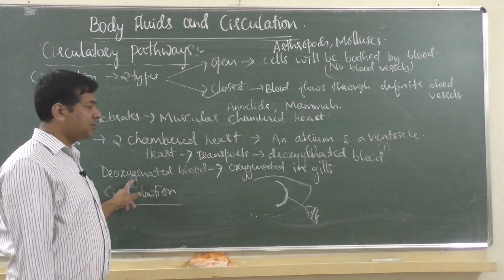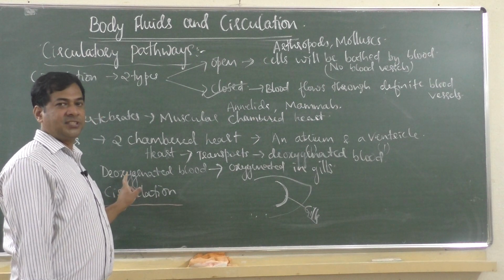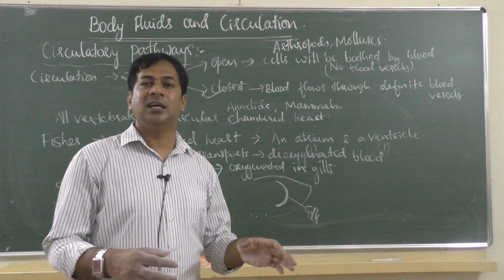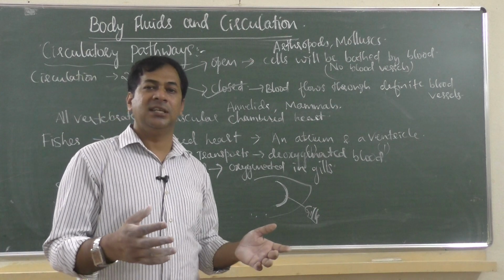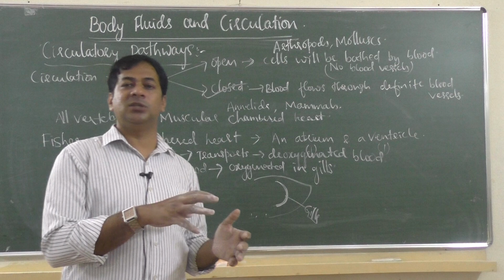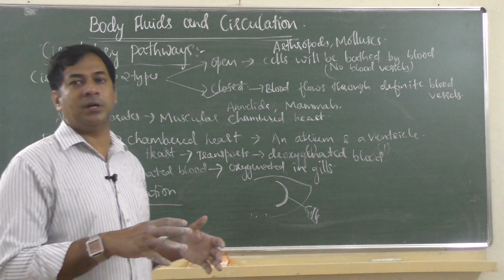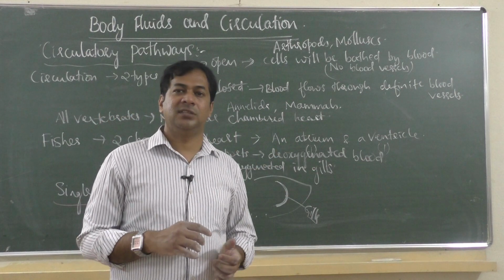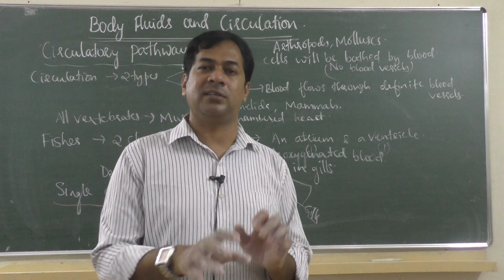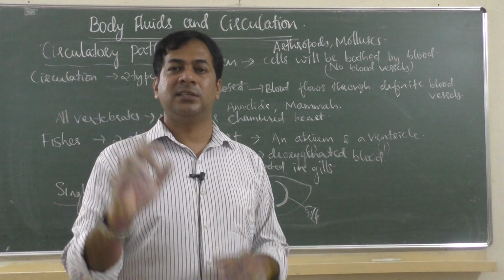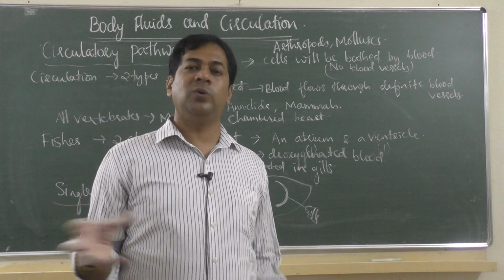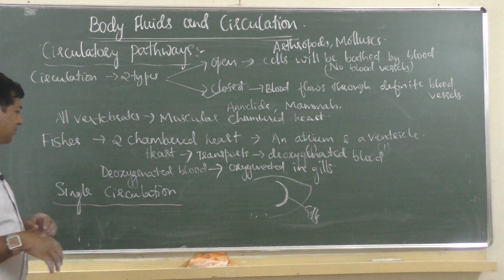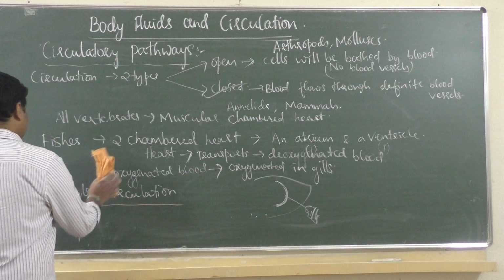Deoxygenated, carbon dioxide mixed blood goes from the heart of the fish to the gills, and the gills give oxygen to that blood, so that it becomes oxygenated blood. Then from the gills, oxygenated blood goes to the whole body of the fish. Then from the whole body, carbon dioxide mixed blood comes to the heart. Then from the heart to the gills. That is why blood comes only once to the heart, only deoxygenated blood, and that is why it is called single circulation. Then what about other animals? We will see now.